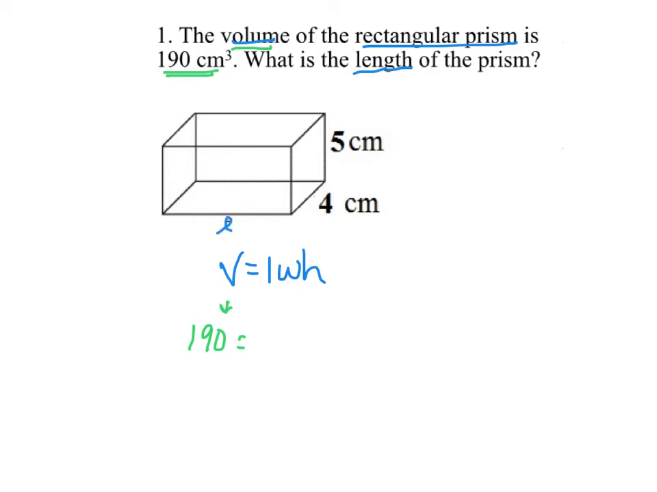So since I don't know the length, under L, I'm going to put L. I know my width is 4. Width goes from front to back. And the height is 5. Height goes top to bottom on a rectangular prism. So I'm going to leave my 190 over here. I can multiply the two numbers I have, 4 times 5, which is 20. Still multiplied by L, our unknown.